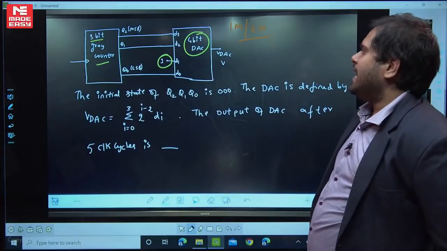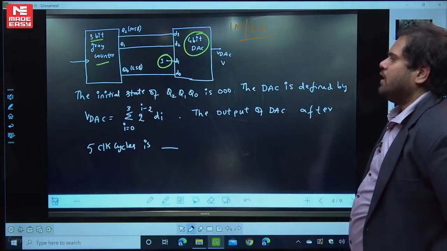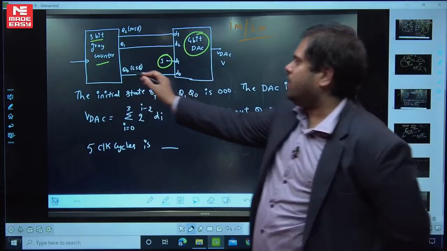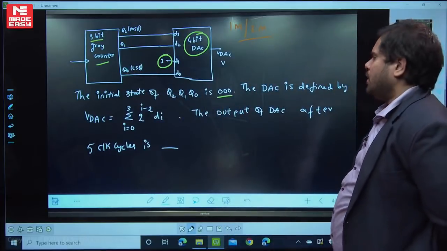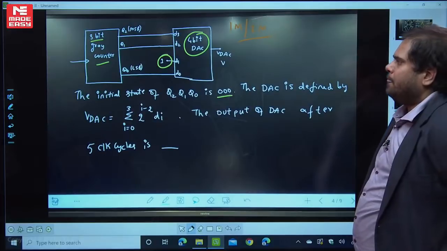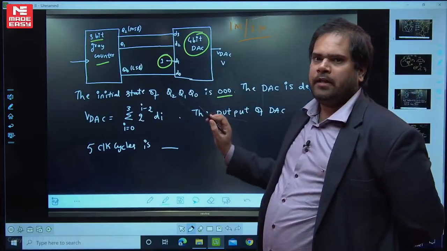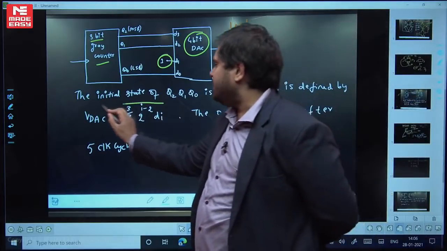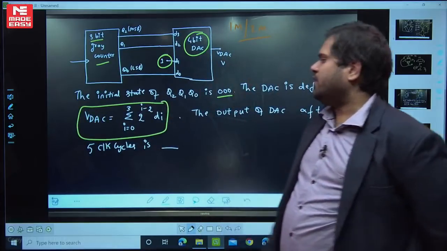So now he is asking us, okay, initial state of the gray counter is 0. Initially 0. Okay, no problem. The DAC is defined by... He did not give resolution. The DAC is defined by this equation. He is giving this equation for the DAC.